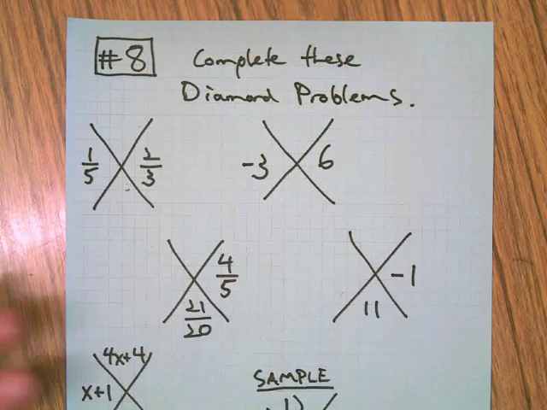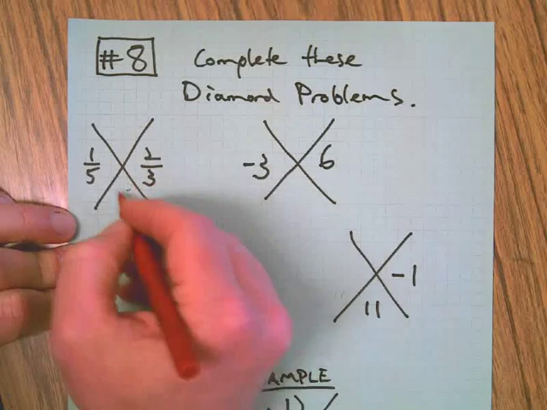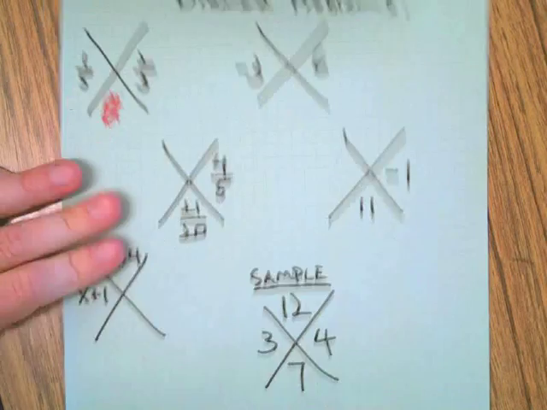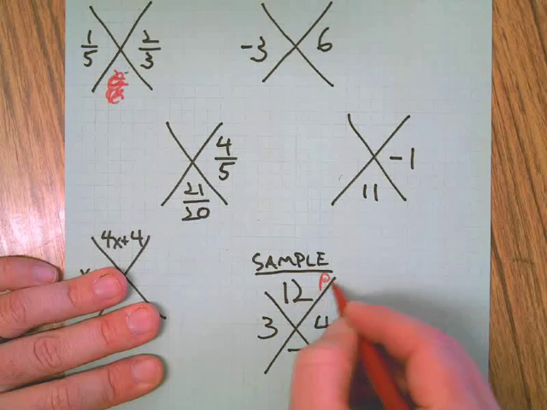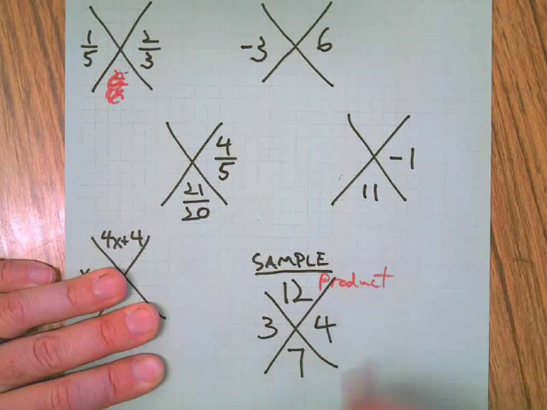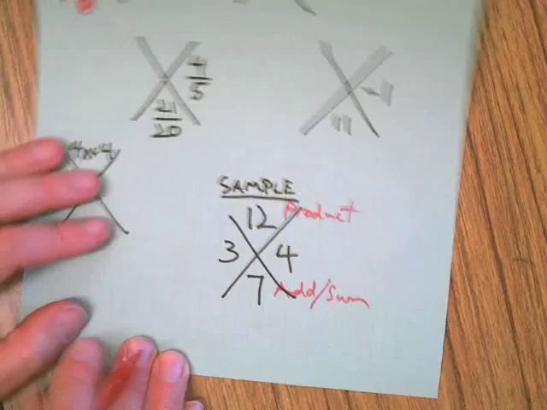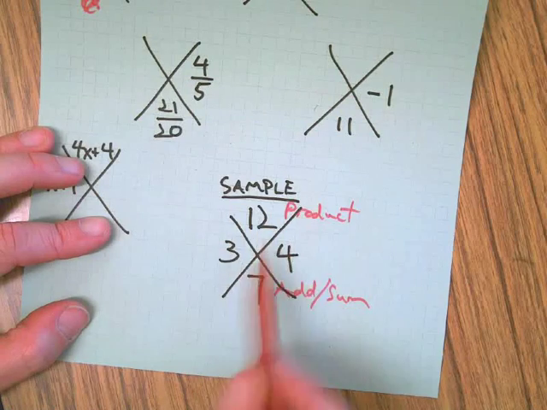No, I do this on the spot. It's crazy. Okay, this is 2/15. You put the product on top. See my sample? Product goes up there. The sum, or the adding, goes on the bottom. Right? So when you see a diamond problem, multiply, that goes up there. Add goes down there. Let's do it.